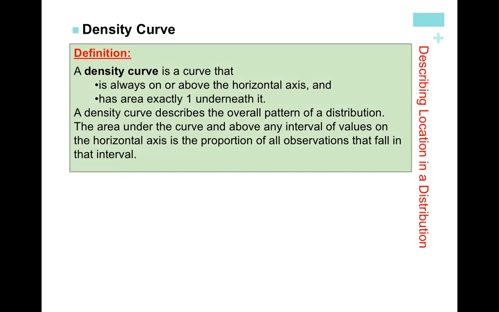As far as density curves go, they're always going to be located on or above the horizontal axis. And this next one is really important: it has an area of 1 underneath the curve. The reason that's really important is that we'll take a density curve and use its properties to figure out what proportion of observations fall within a given interval. If we know what the density curve looks like for a height distribution, we can figure out what proportion of individuals fall within a certain range of heights based on the fact that we know the area under the curve.